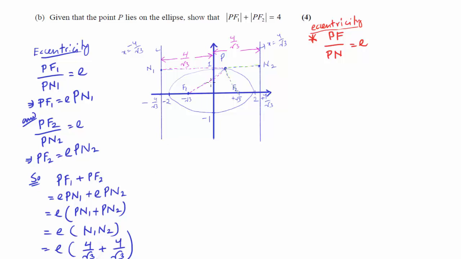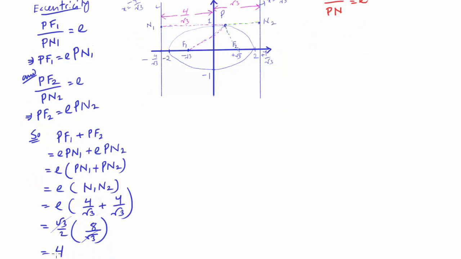Now if you take a look over here, Pn1 and Pn2 is basically a straight line between the two directrices n1 and n2, and we know from the origin the length of the directrix is 4 by root 3, and on the other side it is 4 by root 3 in terms of length. If we add the two up, 4 by root 3 plus 4 by root 3, so n1n2, that is the same as the length of Pn1 and Pn2 together, and then we multiply it with E, the eccentricity, and it turns out to be 4.